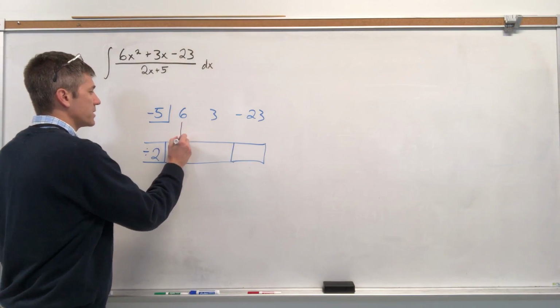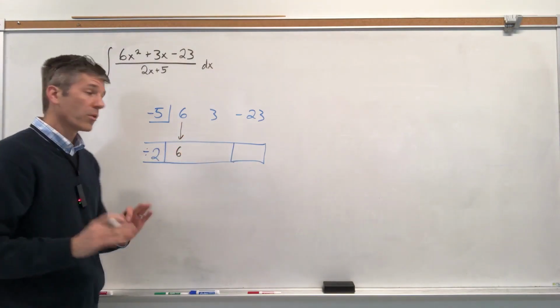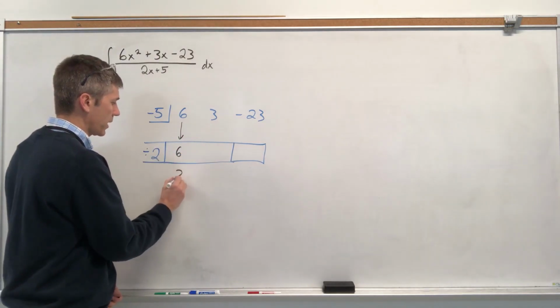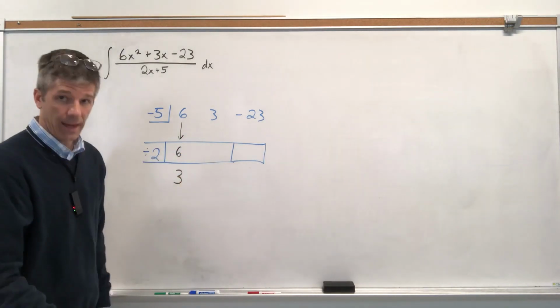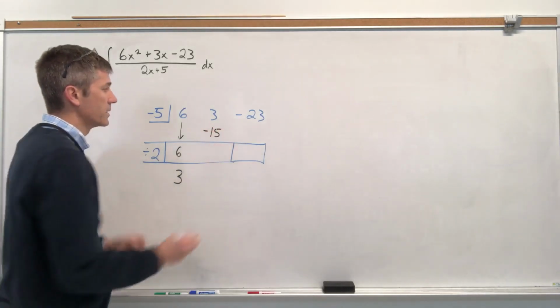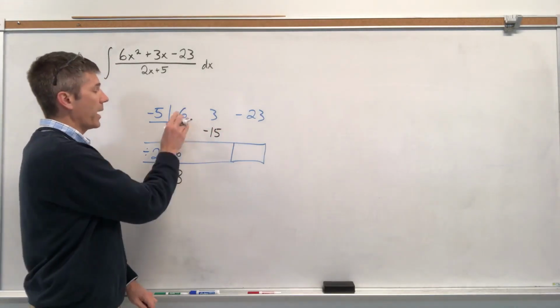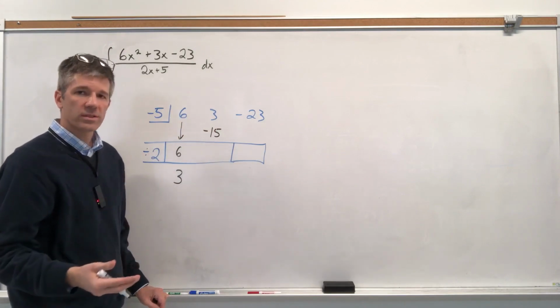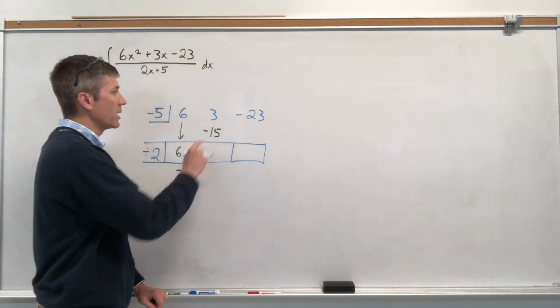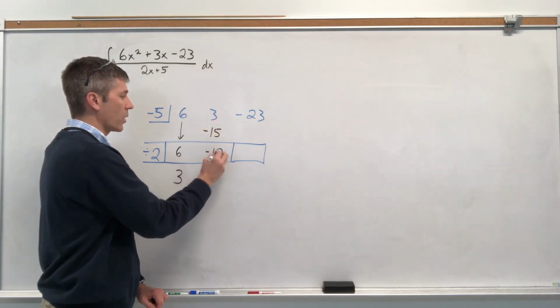The 6 comes down, goes in this box. Before I'm like, oh, -5 times 6, don't do that. Divide it by 2. That gives me 3. Now, go -5 times 3. It's going to go here, -15. All right? So at each point, what you were doing with synthetic division will work as long as you divide by 2 and go a little further. So 3 minus 15 is -12.